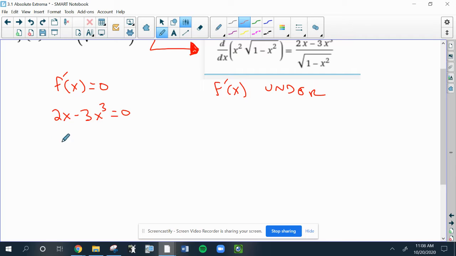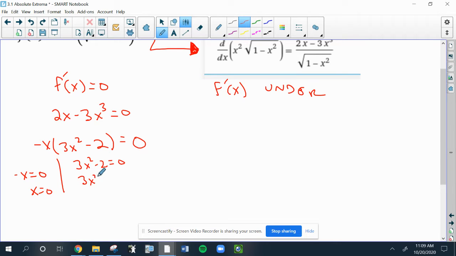I'm going to solve this. So I'm going to factor out negative x and reorder the terms just so they're in more typical order. That would make this positive 3x squared minus 2. Solve it. And now this one, add 2, divide by 3, square root. Don't forget your plus or minus.